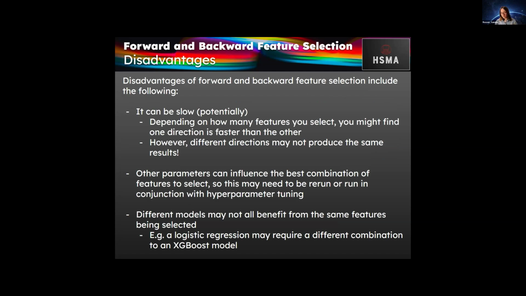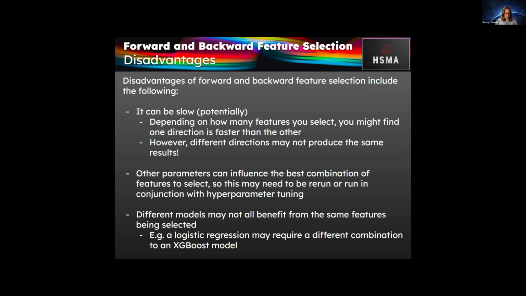It's also worth noting that forward feature selection and backward feature selection, if you specify 5 features for both, may not produce the same results. Other parameters can also influence the best combination of features. So when you're hyperparameter tuning, you may find that different combinations of features are actually the most important. So this isn't something that can necessarily be done entirely in isolation from all the other steps in your process.